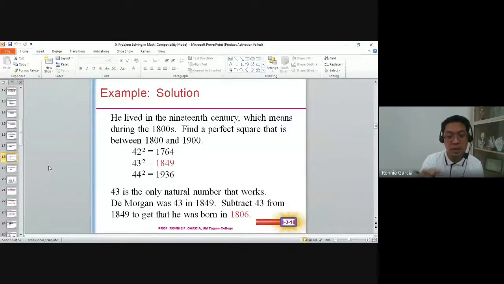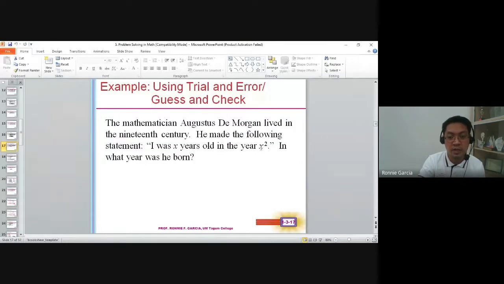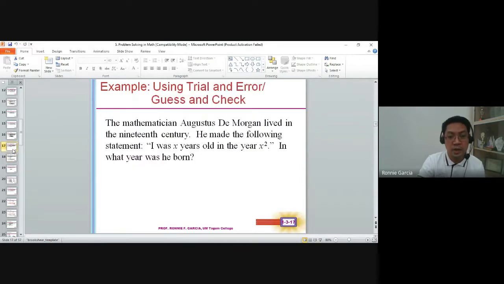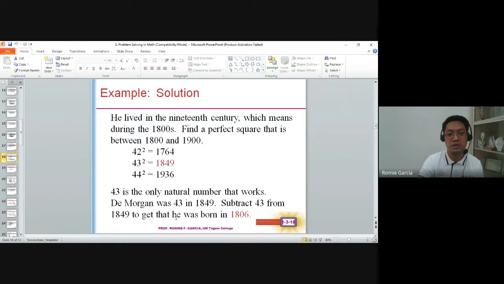Sometimes you can also use common sense, right? Because you must look for perfect squares. That's why the square was placed here. So this is where you should start with trial and error. And then the concept: when was he born? You subtract his age so that at zero age he started, that is when he was born. So 1806 is the correct answer.